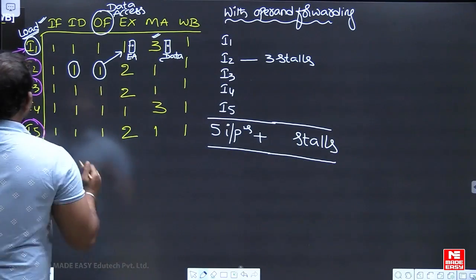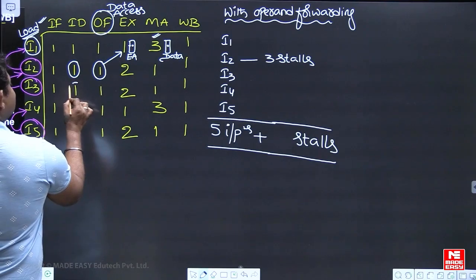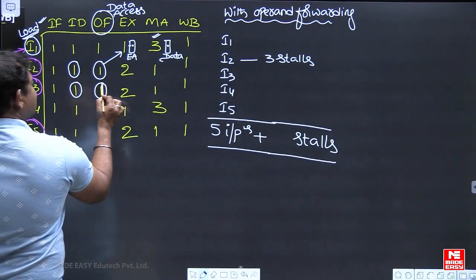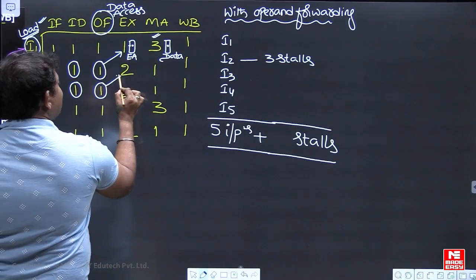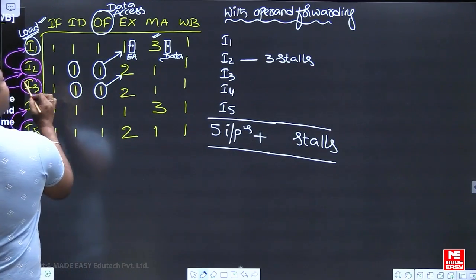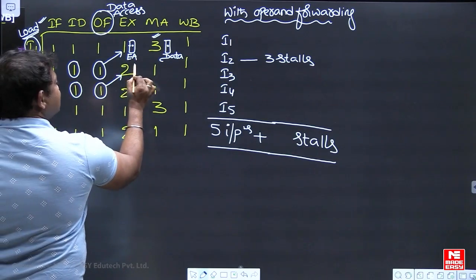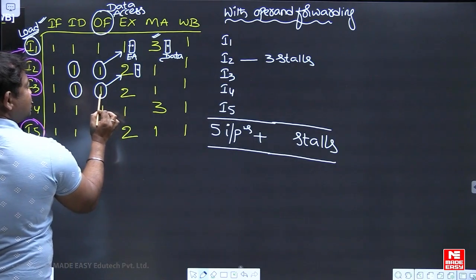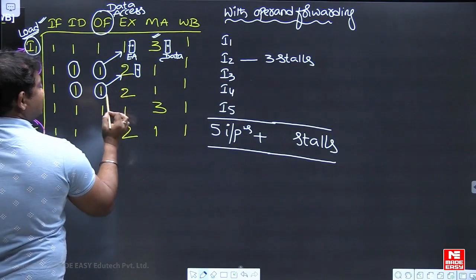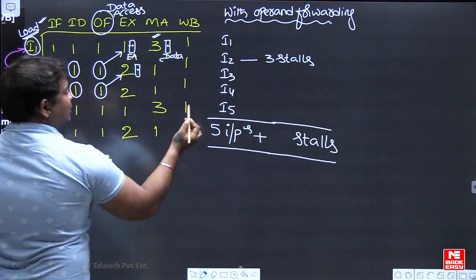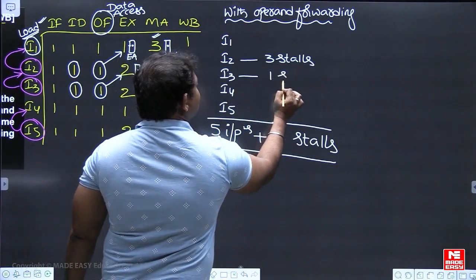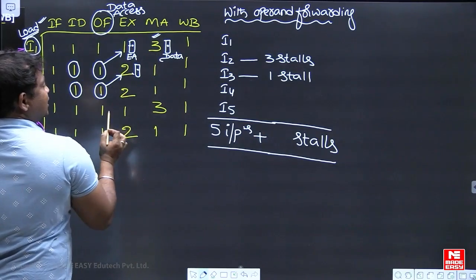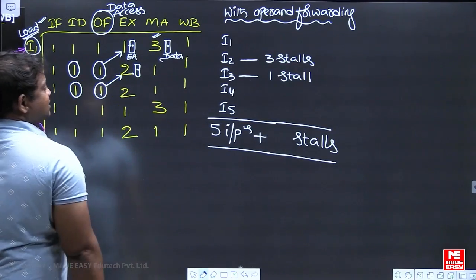Then come to I3. I3 dependency is detected in the ID. Operand fetch takes place here, and this operand fetch overlaps with EX. I2 is an ALU instruction, so its output is present in the EX stage. But you know, this is one cycle, and this is 2 cycles. One cycle overlapping, so an extra 1 stall is present, because EX takes 2 cycles.